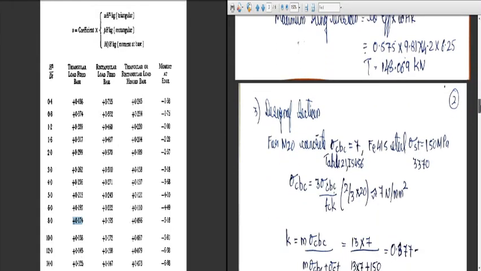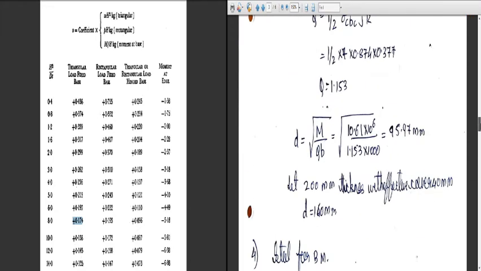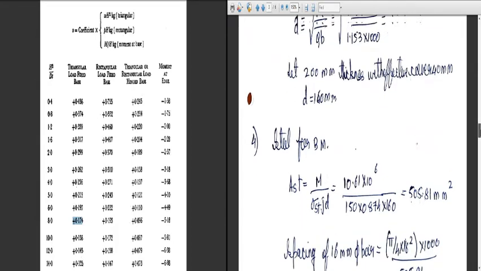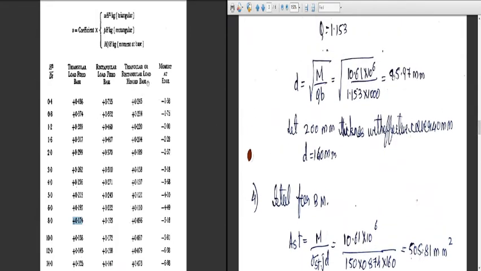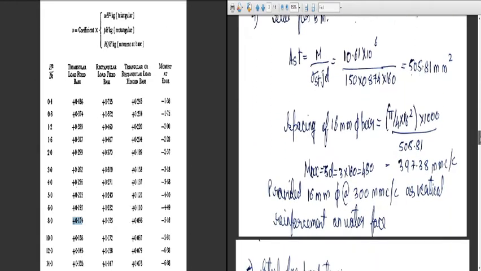Then we did the design of section. In the design of section, we came across the steel for bending moment. The depth was done with a 200 mm thickness with effective cover of 40 mm. Then steel for bending moment, providing 16 mm diameter at 300 mm center to center as vertical reinforcement on the water side, on the water face.